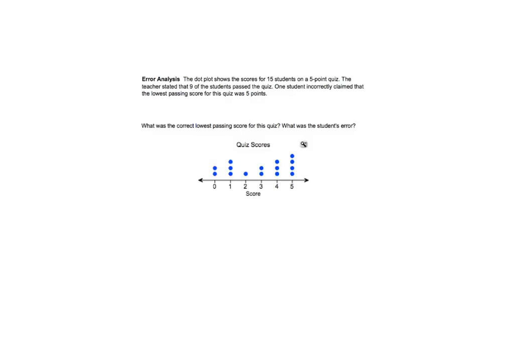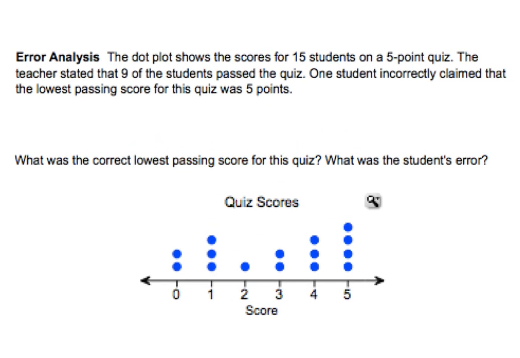All right, so let's look at this question and see if you can come up with the answer, interpreting this dot plot. It says the dot plot shows the scores for 15 students on a 5-point quiz. The teacher stated that 9 of the students passed this quiz. One student incorrectly claimed that the lowest passing score for this quiz was 5 points. What was the correct lowest passing score for this quiz? Take a second, see if you can come up with what the lowest passing score for the quiz was and how you know.